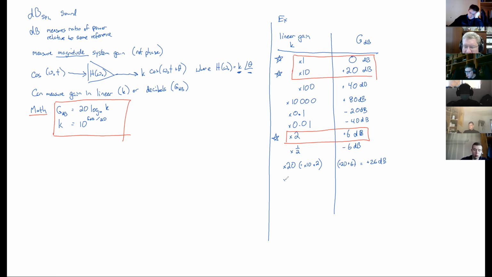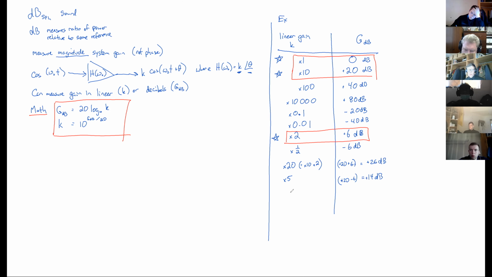How about times 5? Phil, can you see how to figure out what a times 5 linear gain would be in dB without evaluating this thing in your calculator? Times 10 multiplied by 1/2. Right? So it'd be 14. That's it. So it'd be plus 20 minus 6, which is 14 dB. So you can quickly find out how to do a lot of these things just by inspection.